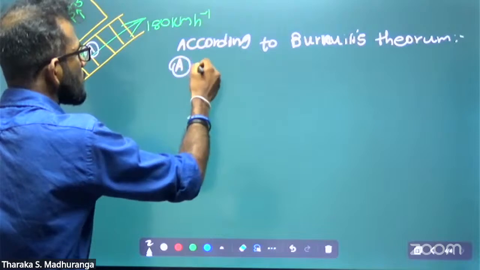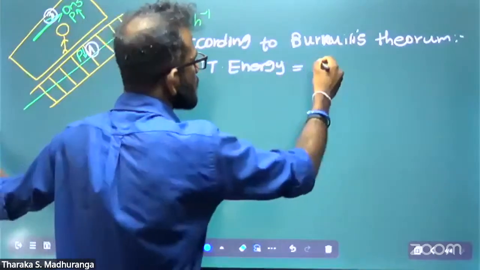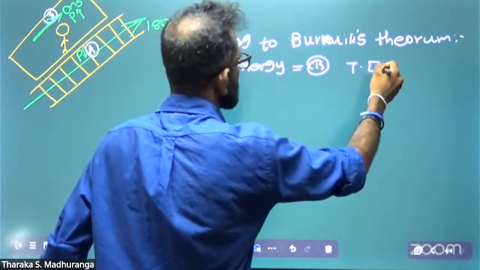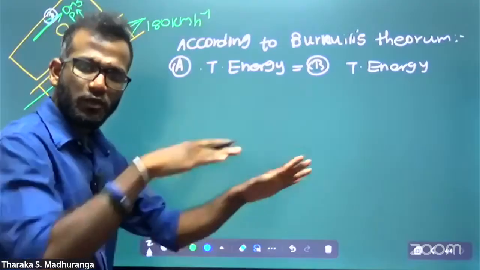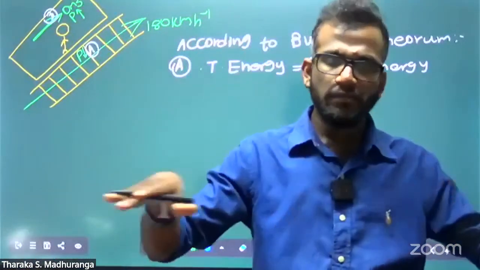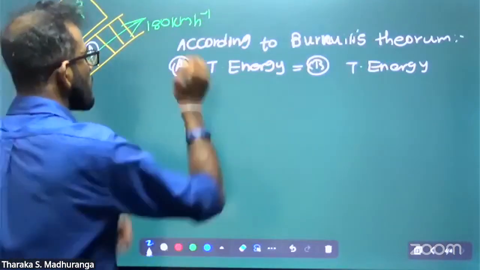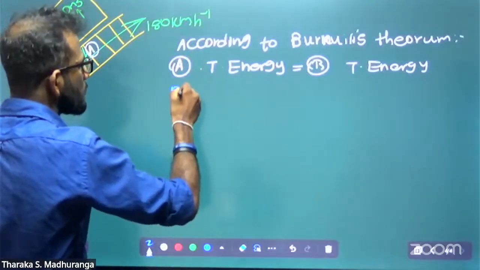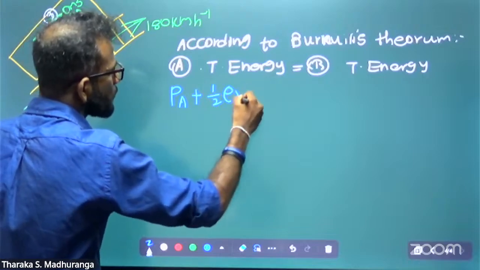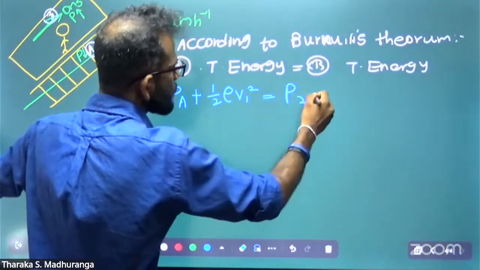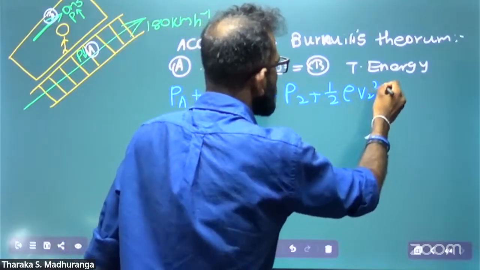A point total energy must equal B point total energy. We don't need to consider the potential difference because the train and passenger are in the same line, at the same height level. Therefore, potential energy is not needed. I'm going to substitute into the common equation: PA plus half rho V1 squared equals P2 plus half rho V2 squared.